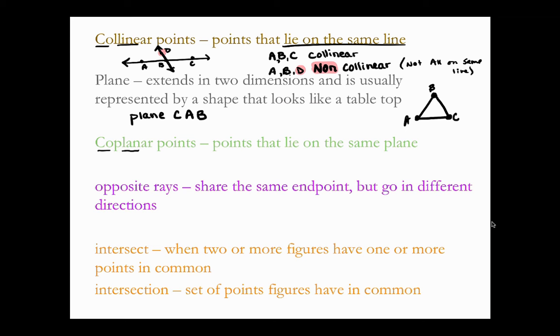Coplanar is when they lie on the same plane. So from my previous picture, points A, B, and C are coplanar. If I put a point D in it, it is also coplanar. And then if I put some random point outside, E is non-coplanar.